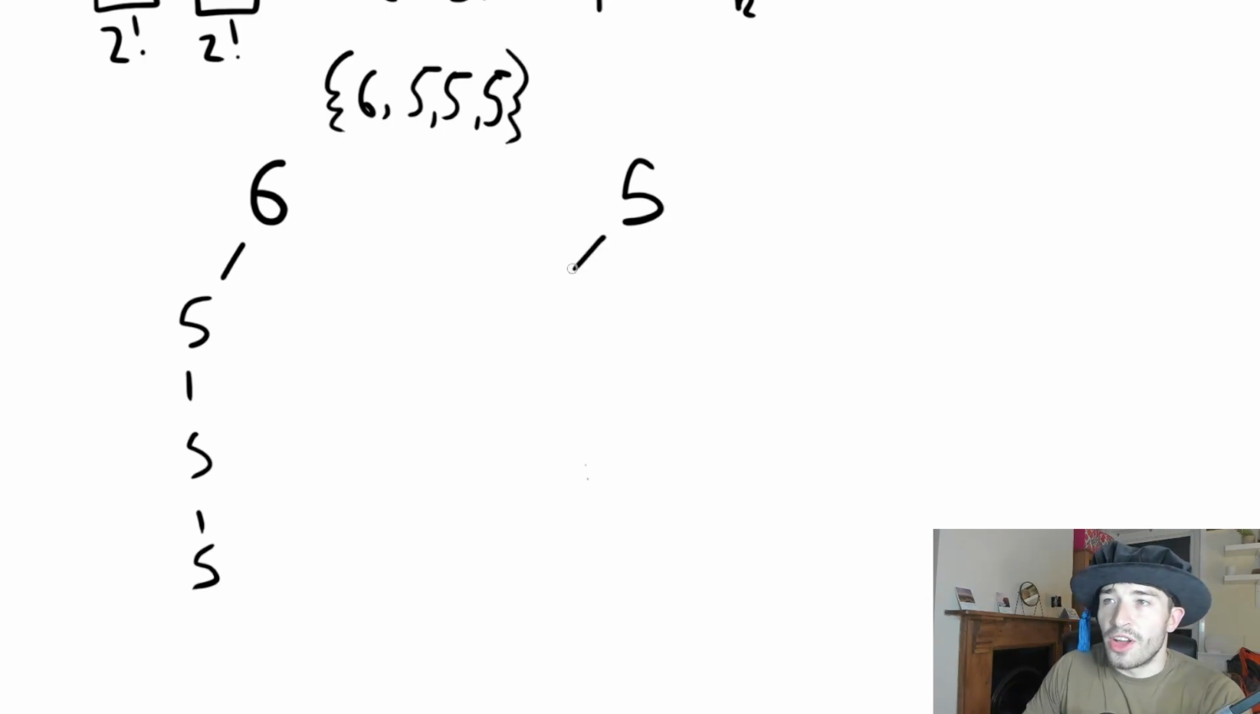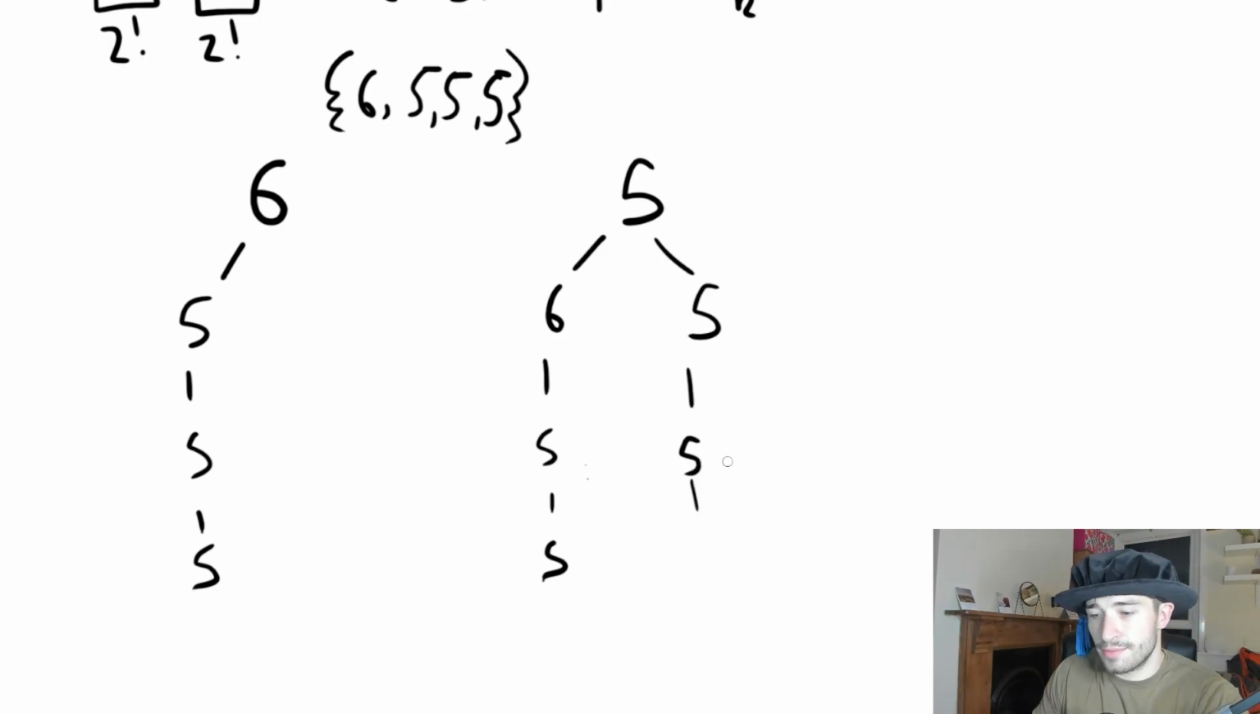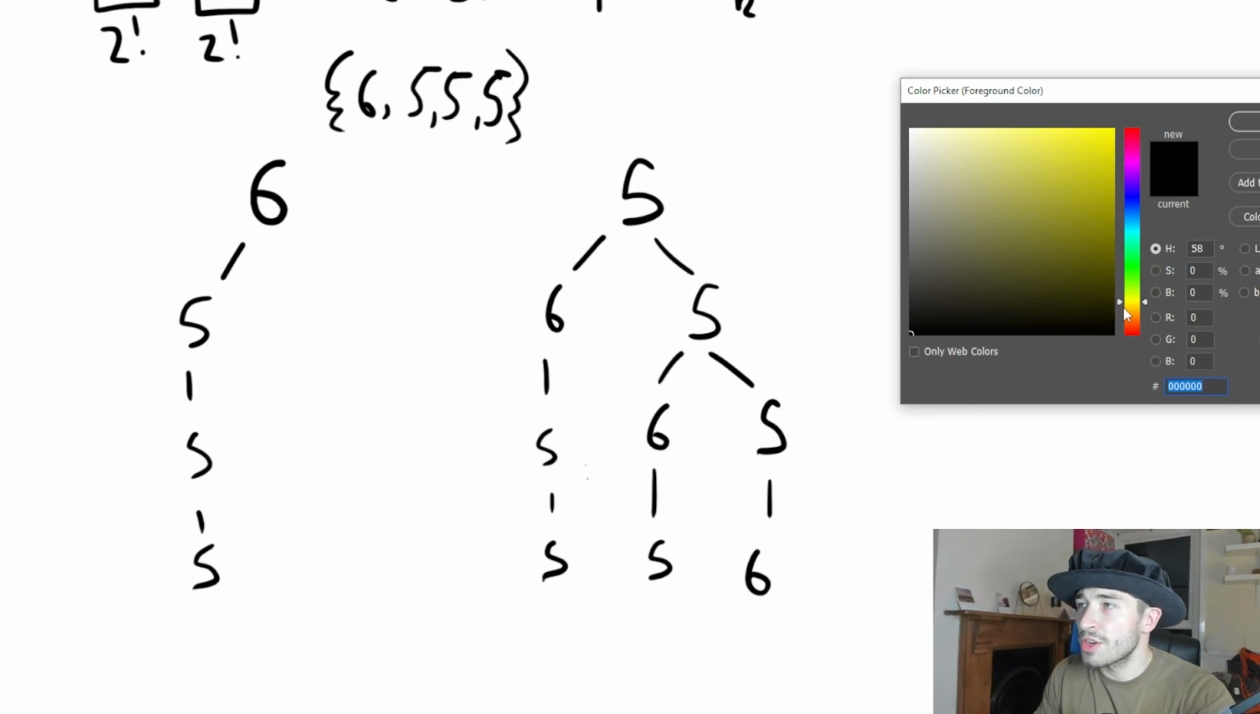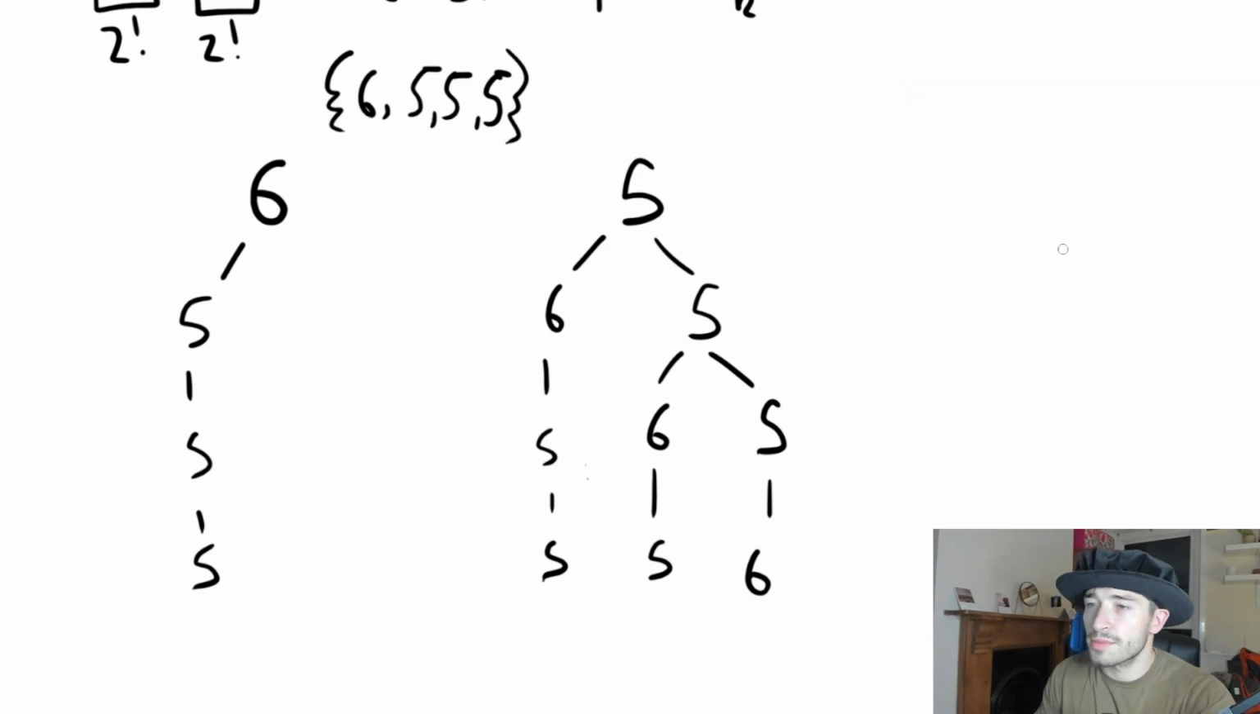Now, if I roll a 5 first, well, then now I could get a 6 or I could get a 5. And then in this case, I would have a 5 and a 5. And in this case, I would have a 6 or a 5. Then I would have a 5 or then I would have a 6. So you can see at the end here, I have got 1, 2, 3, 4 paths that I could take.